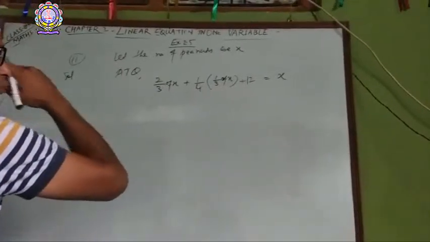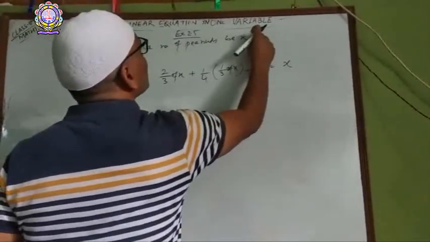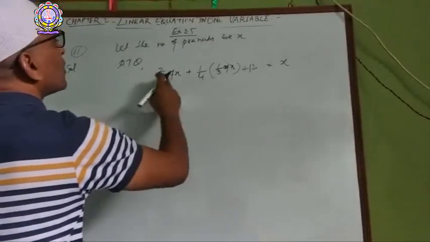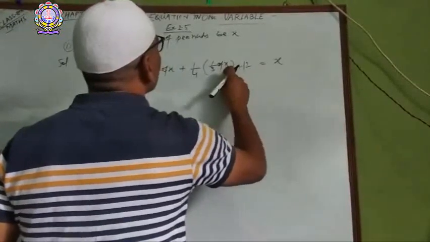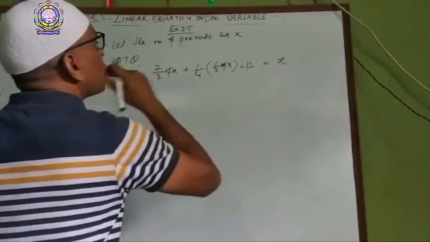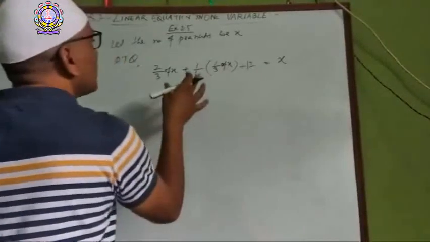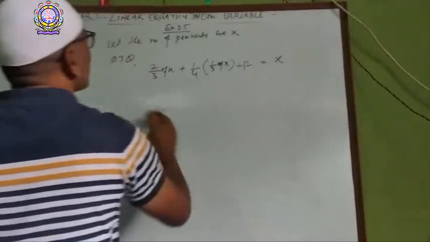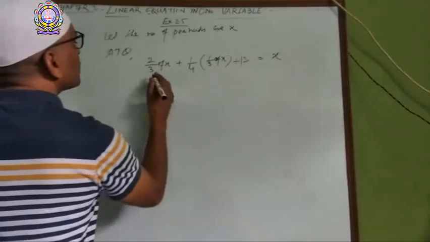Okay, now try to understand this problem. A child has a certain number of peanuts, suppose x, and he gave 2/3 of x to the squirrels and 1/3 of x, sorry, 1/4 of the remaining to the crows, and he had 12 peanuts left. Then the equation will be in this form. Okay, now solve this equation.